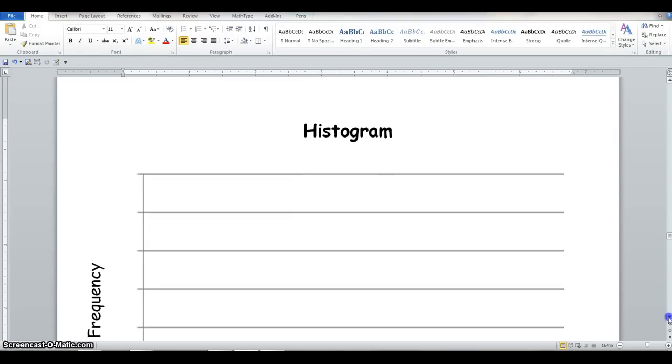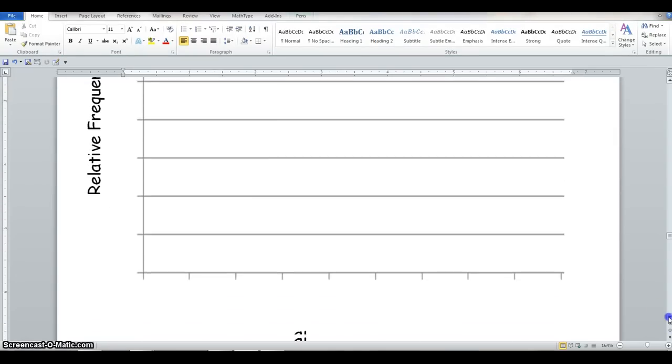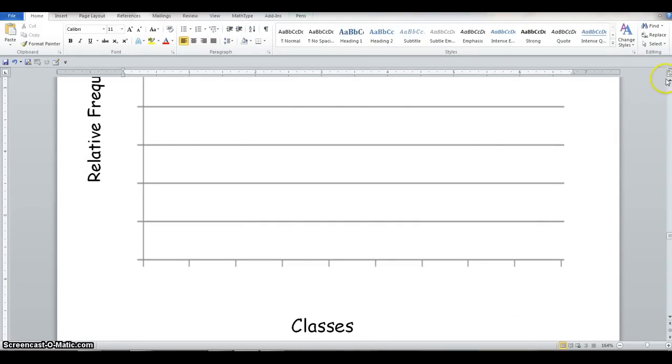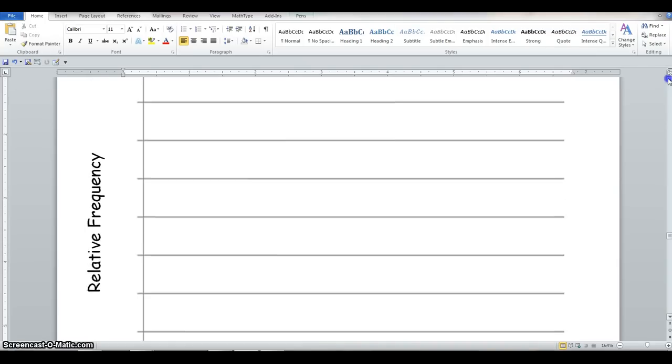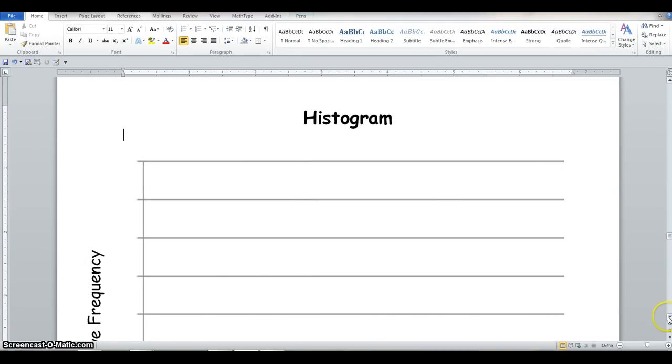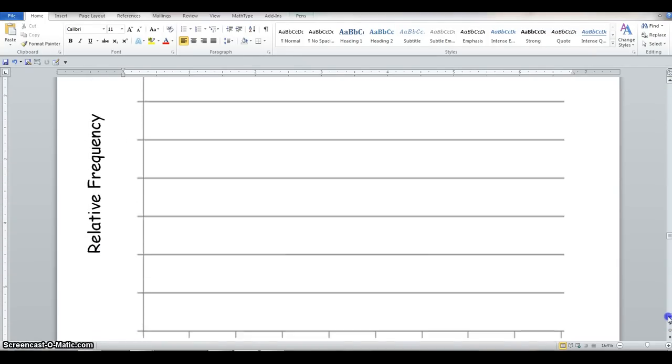Now for this last histogram, using relative frequency along with your classes, I want you to try that and bring it to class, and we can discuss it if you have any questions. And this is it.